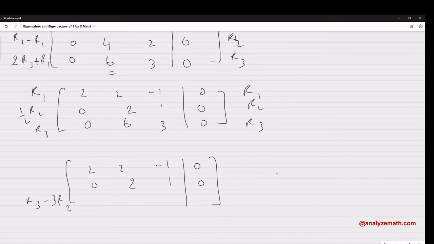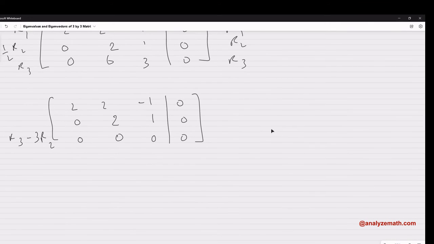Good, let's start. So this is 0 and this is 0, no change, it will give me 0. 6 minus 3 times 2 is 0. 3 minus 3 times 1, 0. And this gives me 0. So we are now ready to solve.